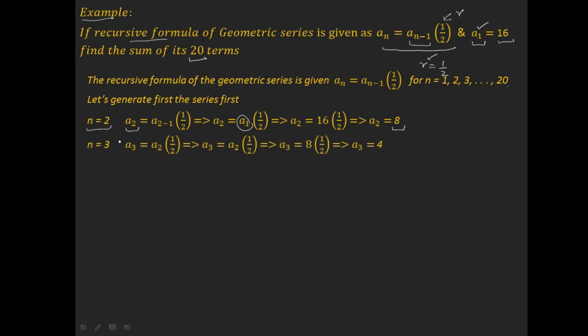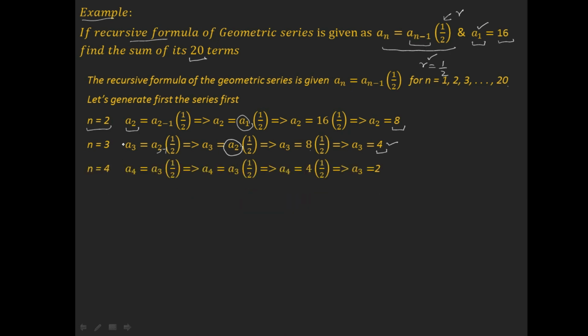Now put n equal to 3. A3 is equal to A3 minus 1 multiplied by 1 by 2, so A3 is equal to A2 multiplied by 1 by 2. We found A2 is 8, so 8 multiplied by 1 by 2, and the answer is 4. So this is the third term.